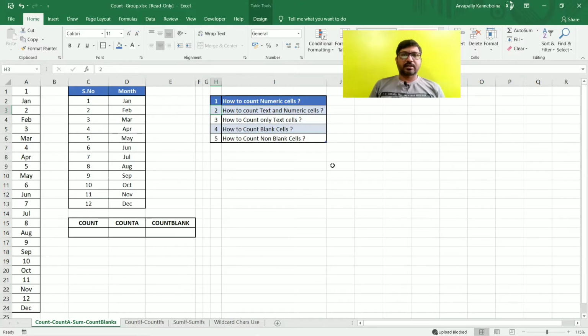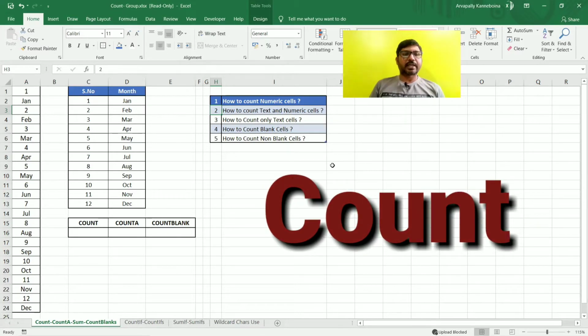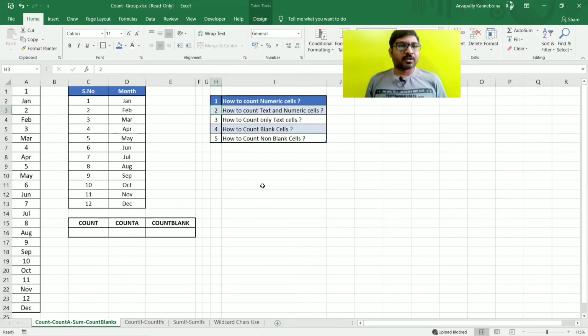So today we are going to discuss the count functions in Excel: COUNT, COUNTA and COUNTBLANK. Let's discuss this. First of all, why do we use COUNT? What is the benefit of this formula? The name itself has a meaning: count the number of values.